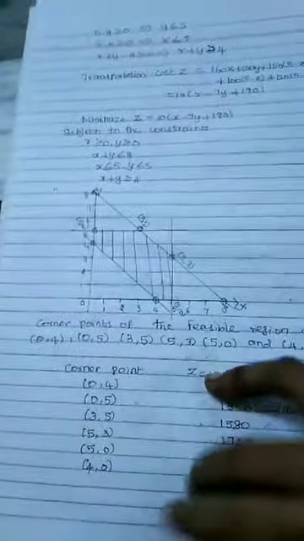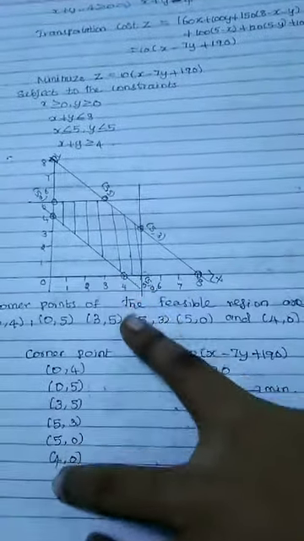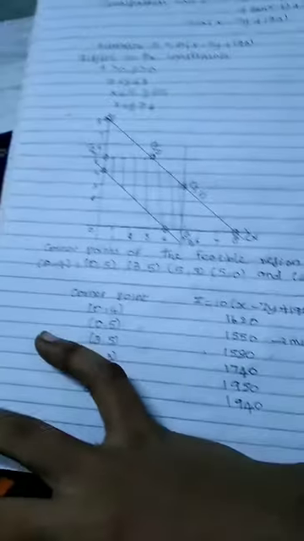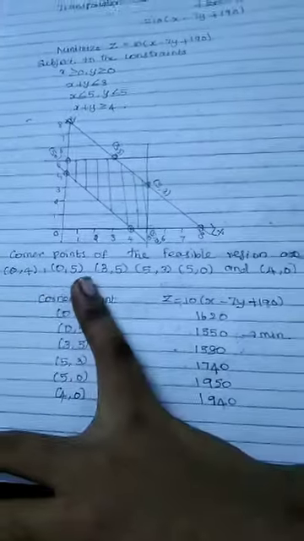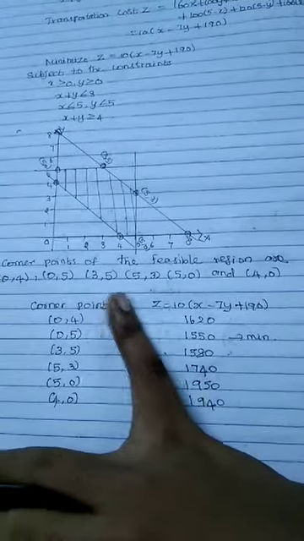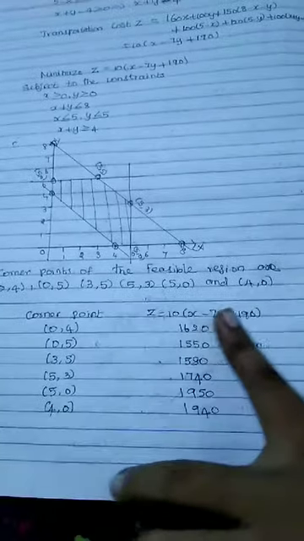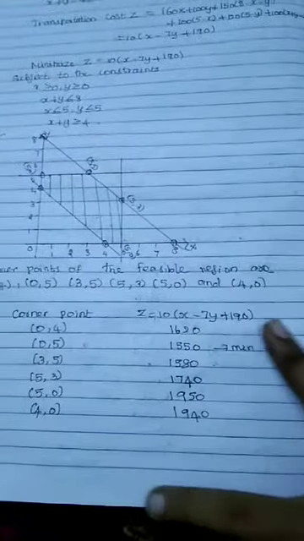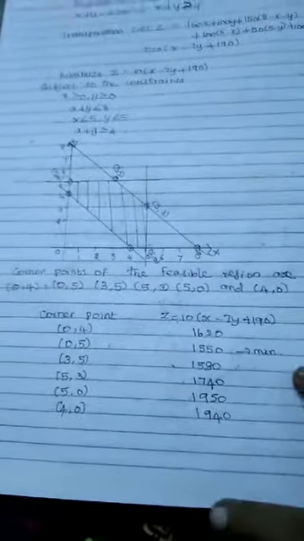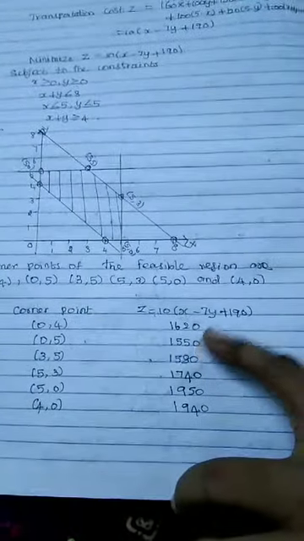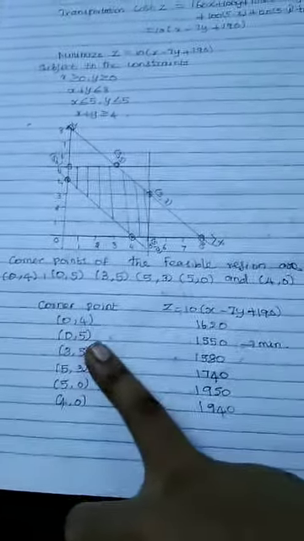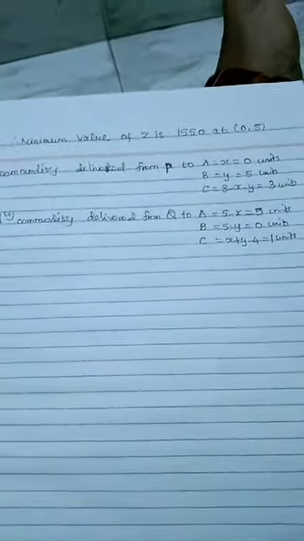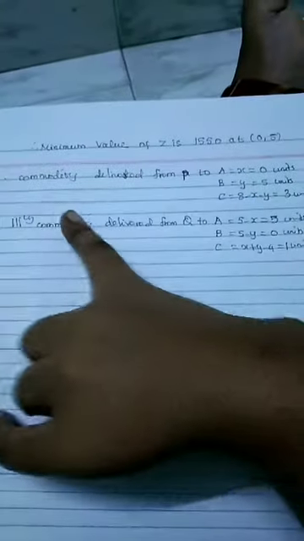So we get this like that, and we want to find the corner points of the feasible region. This one, this one, this one, this one, this one, and this one. Corner points of the feasible region are (0, 4), (0, 5), (3, 5), (5, 3), (5, 0) as well as (4, 0). So corner points are written here, and Z equals 10 into X minus 7Y plus 190. We can simplify these values, and then we get the minimum value, that is 1550, which happens at (0, 5). So the minimum value of Z is 1550 at (0, 5).